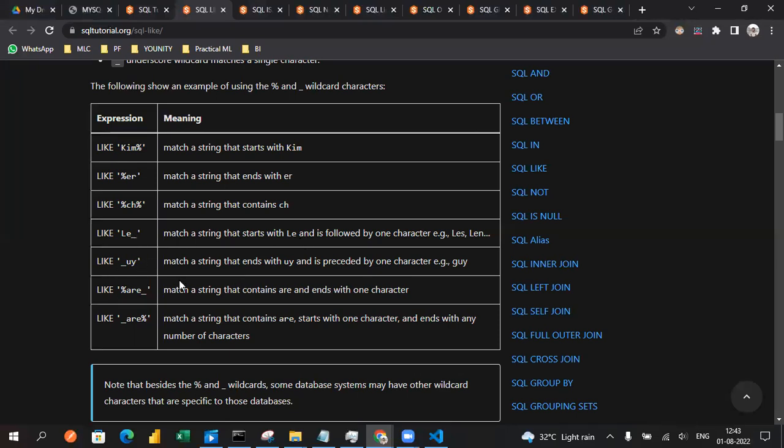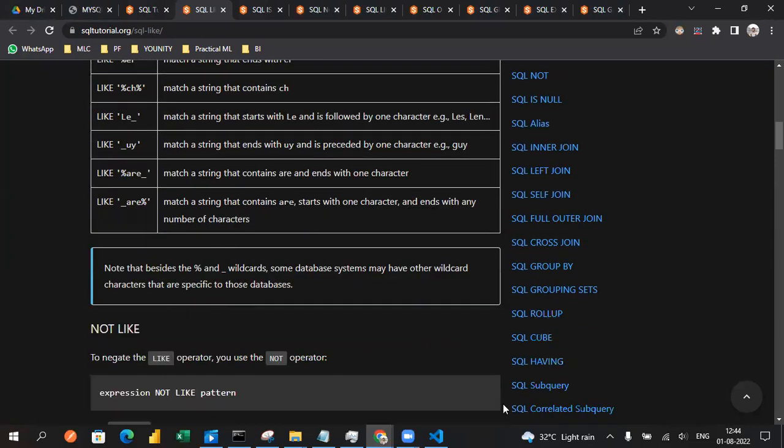Understand it is ending with U and Y, and the preceding word has one character. Suppose GUY, like a guy, the word you specify will be encountered in your column values. Similarly, you can see percentile, IR, and underscore that contains a matching word with one character. So matching a string containing a r, and also starting with one character at the beginning, so that you will eventually get the result.